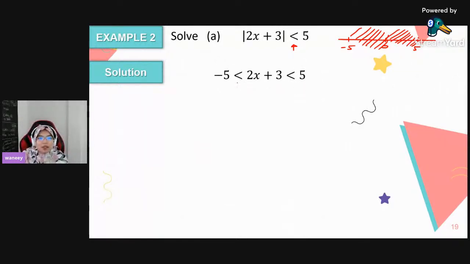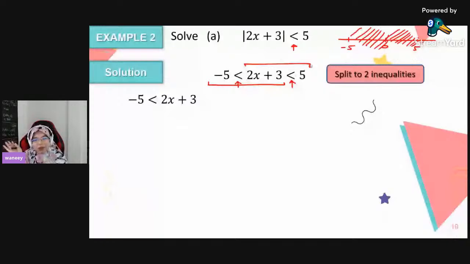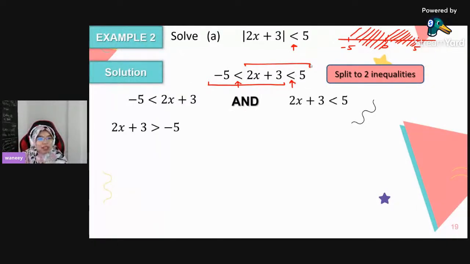Okay, so now we got something in between. Therefore, we should split them into two inequalities. So split into two. So one on the left hand side, another one on the right hand side. Okay, so on the left hand side, I have negative 5 less than 2x plus 3, but I don't normally like having my x on the right hand side. So I prefer to change it to the left hand side. Tapi biasalah kalau kata kita tukar x pergi sebelah kiri, bermaksud inequality pun kena tukar sama-sama jugalah. So 2x plus 3 will be greater than negative 5.